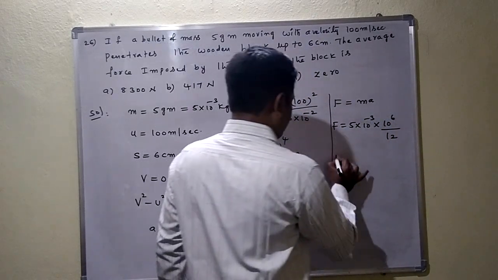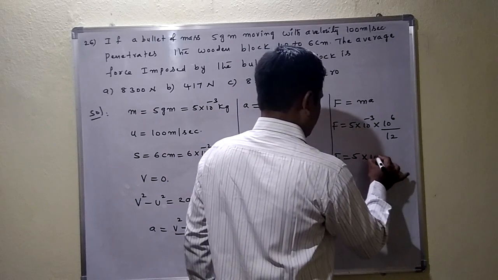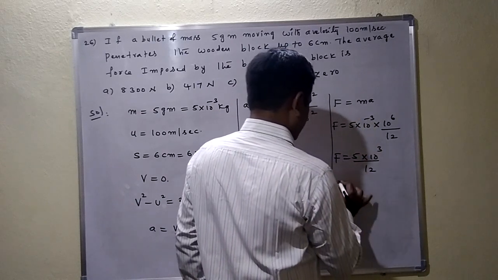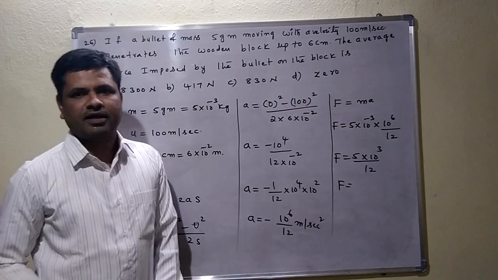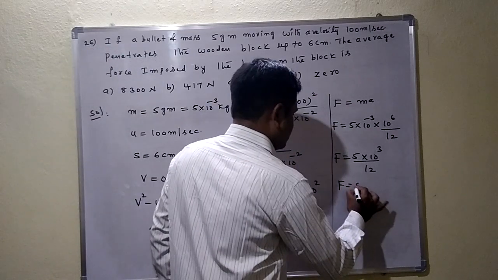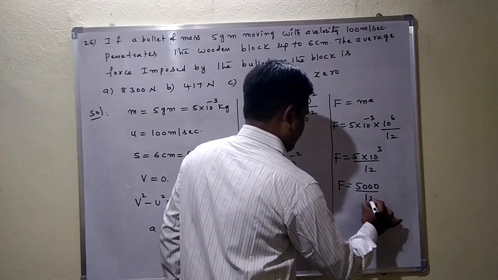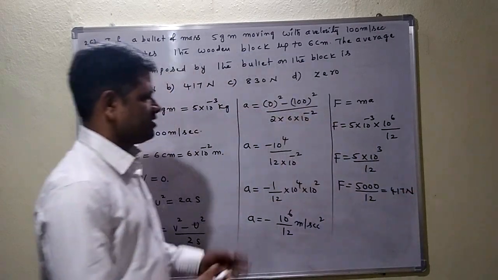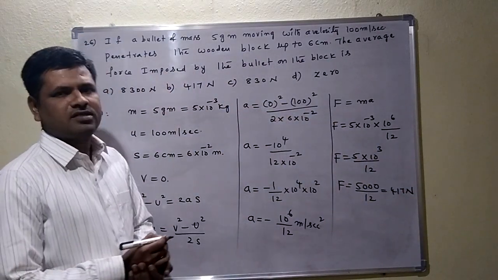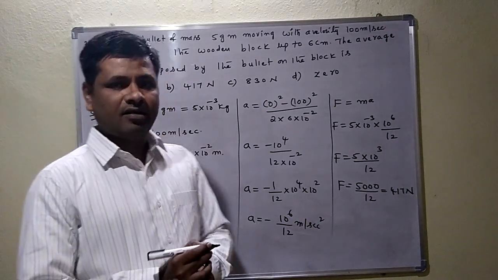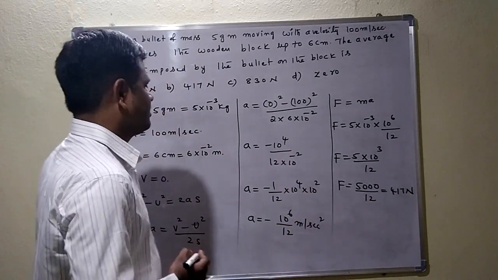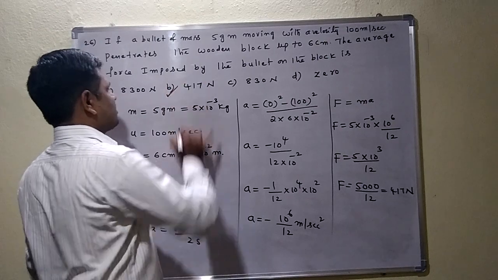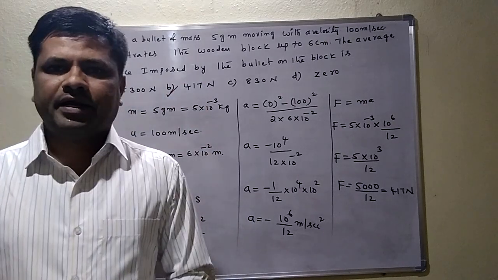So what we are getting from this is 5 into 10 power of 3 by 12. Now F is equal to 5000 by 12, which means about 417 newtons, near about 400. We are getting 416 point something, that is near about 417 newtons we can consider. Now which option is correct here? B option is correct.